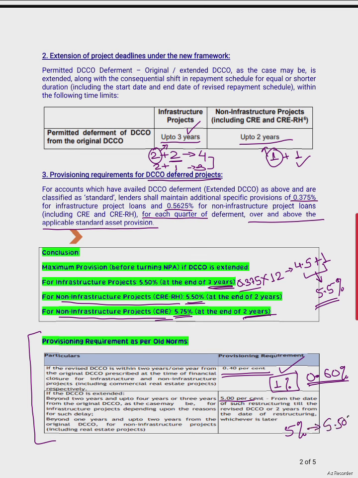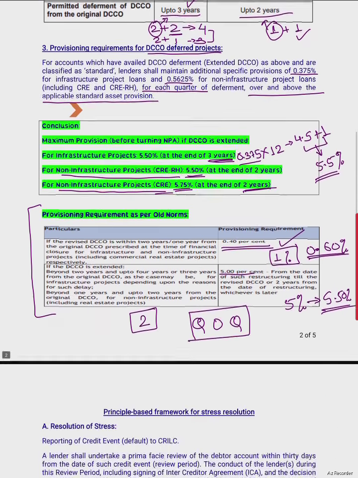But one more point you need to note is that every quarter you need to make the provision. In the old norms, till 2 years there was no requirement to make any provision, but in the new norm, quarter on quarter you will create a new provision, so there will be a higher provisioning requirement as per the new norms. So these are the important points which you may note.